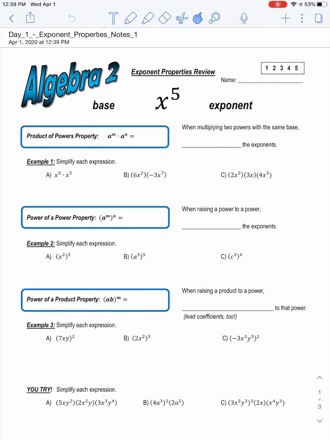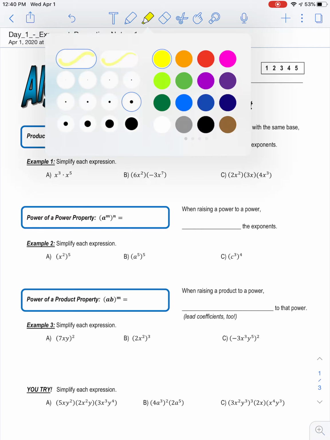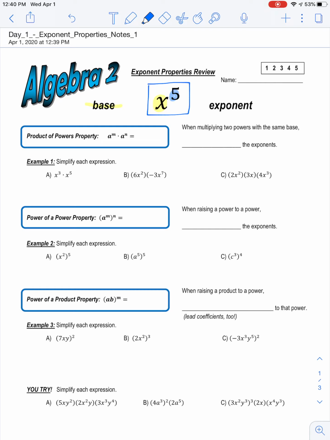This lesson is reviewing properties of exponents. So to start out with some vocab, this entire expression, x to the fifth power, is called a power. And there's two parts to the power. There's the base, which I'm going to highlight in yellow, and then there is the exponent, which I'm going to highlight in blue. So the first property is the product of powers property.